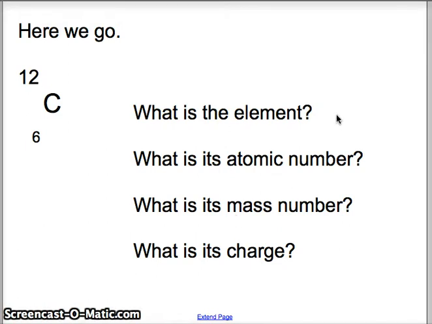For the element, you may need to look at a periodic table if you're not familiar with what C is as an element. But you can find out the atomic number, mass number, and charge based on everything that is here. Pause, figure it out, and then move on.